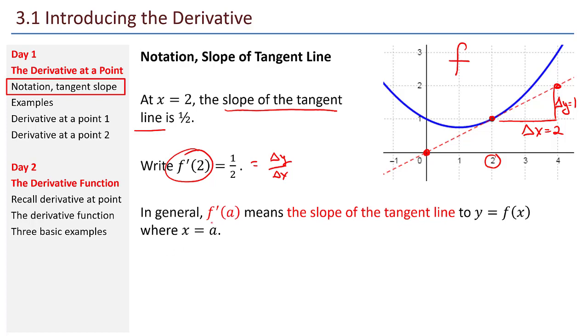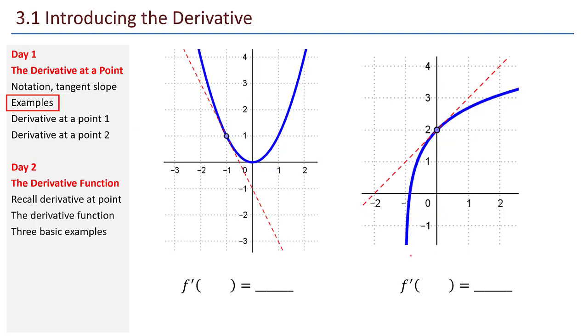In general, f prime of a means the slope of the tangent line to y equals f of x, where x equals a. Here are 2 examples. In the example on the left, the tangent line occurs when x equals -1. Also, what is the slope of that tangent line? It looks like the slope is maybe -2. So we will write f prime of -1 equals -2. The tangent line touches the curve right when x equals -1, and the slope of that tangent line is -2.